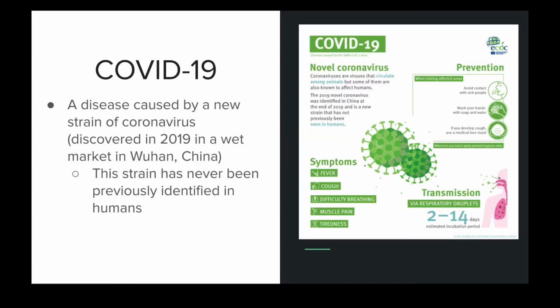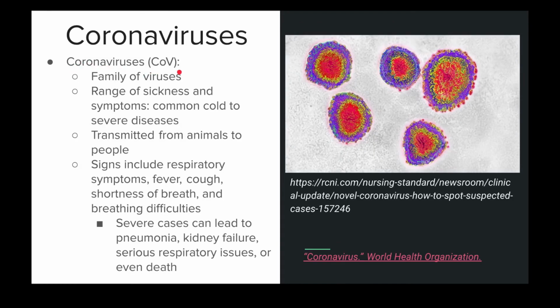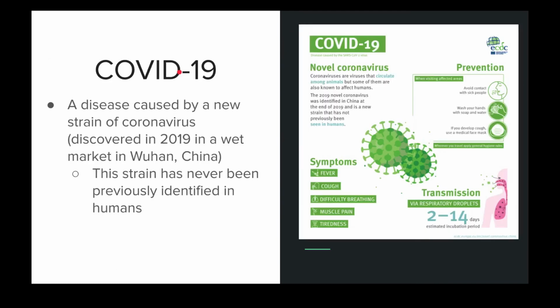Let's continue on. So COVID-19 specifically. So remember, COVID-19 falls under the coronavirus family. COVID-19 is a disease caused by a new strain of coronavirus, which was discovered in 2019 in a wet market in Wuhan, China. So the wet market basically means a market that sells living animals for consumption. And it's important to note that this strain has never been previously identified in humans, which contributes to part of the reason why this virus has had such a deadly impact on human beings.